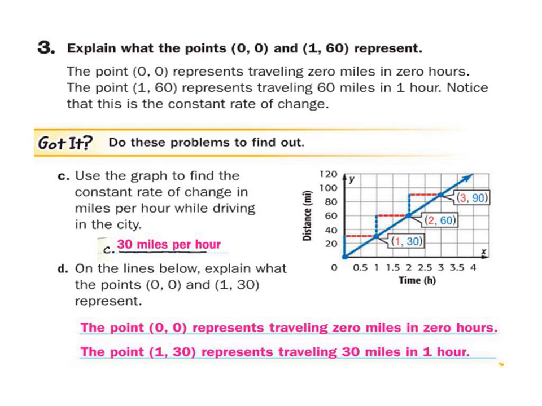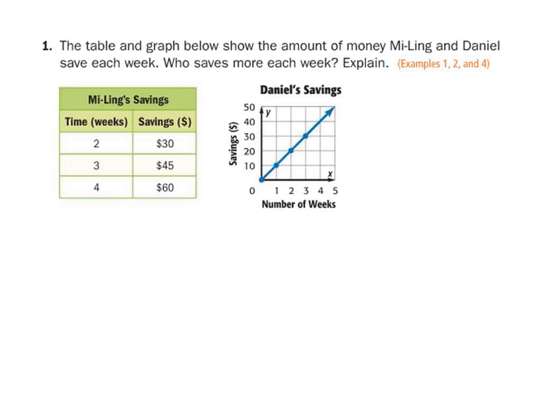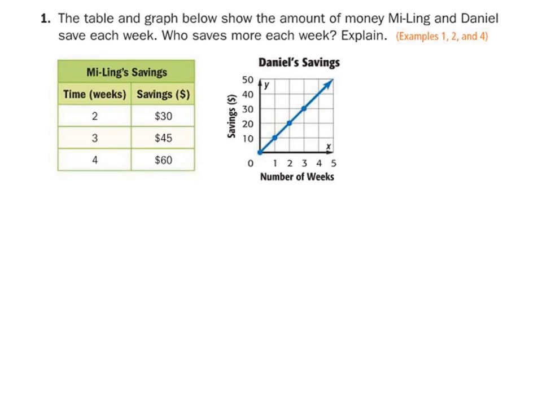All right, here is C and D. Let's look at this one because they will ask a question on this, okay? So this one has a table and a graph. You've got to find the rate of change, and in this case, we want to know who saves more each week.